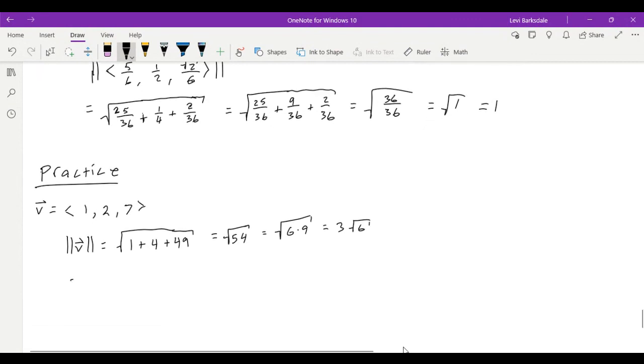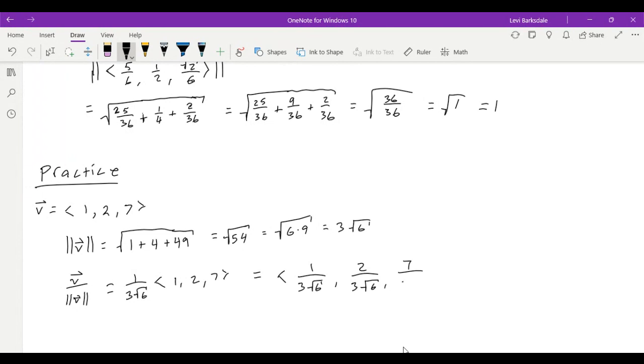All right, now we simply find our unit vector, v divided by the magnitude of v, which is 1 divided by 3 root 6 times 1, 2, 7. And this comes out as 1 over 3 root 6, 2 over 3 root 6, and 7 over 3 root 6. And this would be our unit vector in the same direction as v.